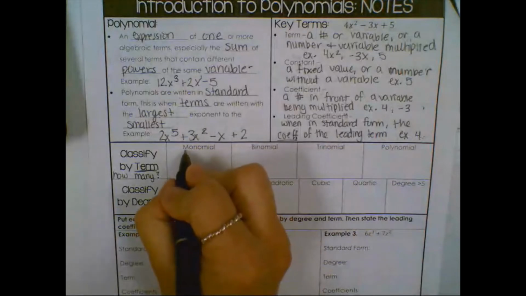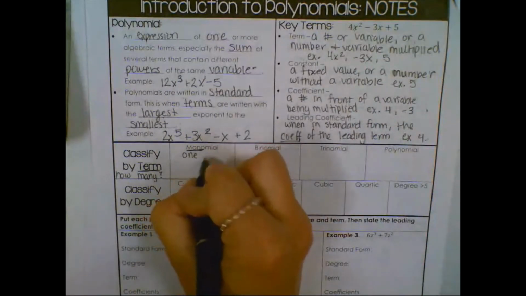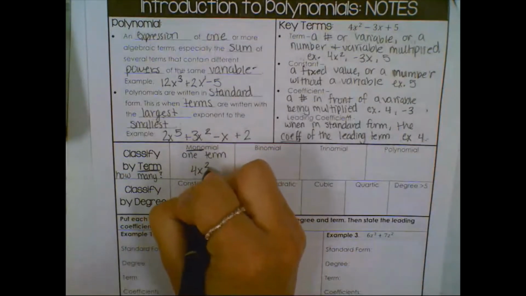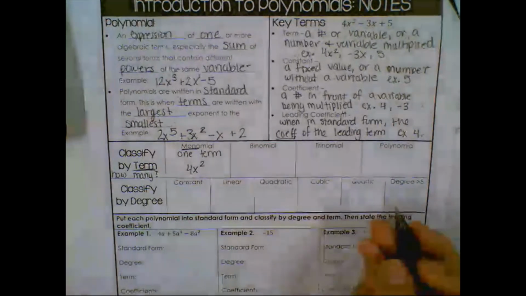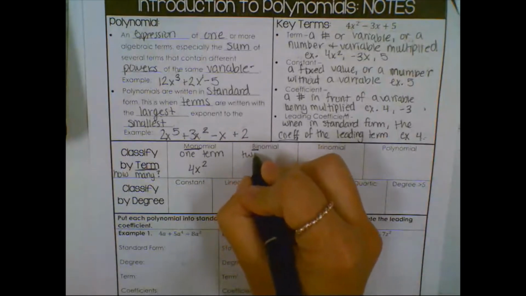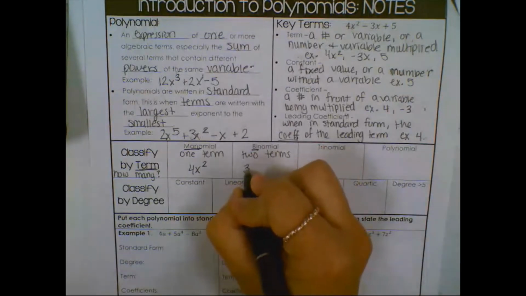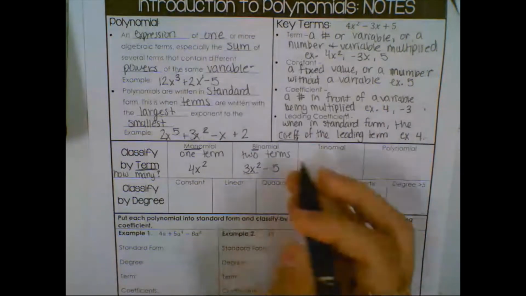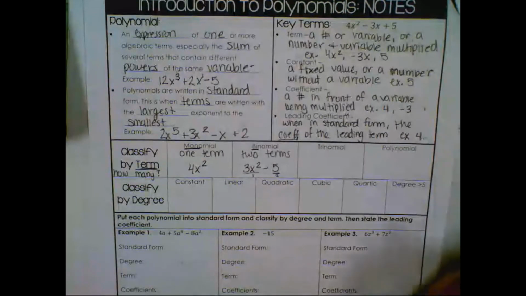So monomial, mono is the prefix for one. So this just means whenever there's only one term. An example of one term, 4x squared. This is a polynomial. There's only one term, so we call it a monomial. Bi is a prefix for two, so two terms. An example of a polynomial with two terms might be 3x squared minus 5, right? I have term 1, term 2, so 1 and 2, so it is a binomial.